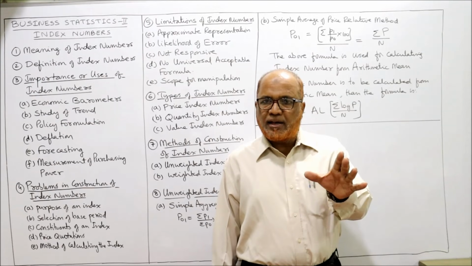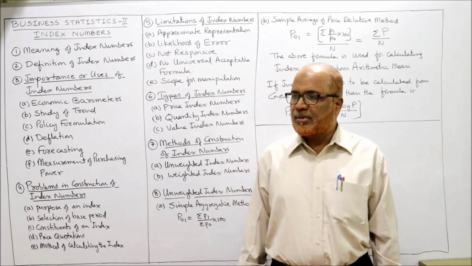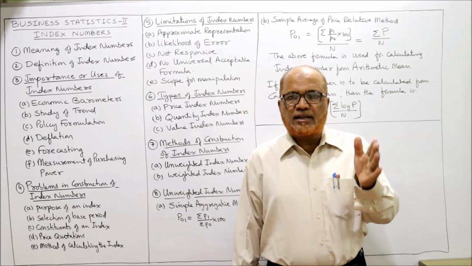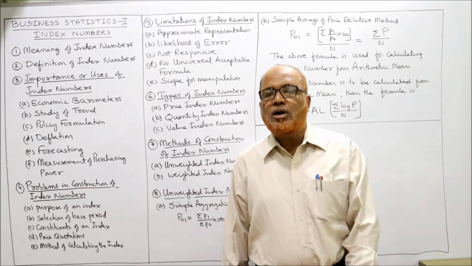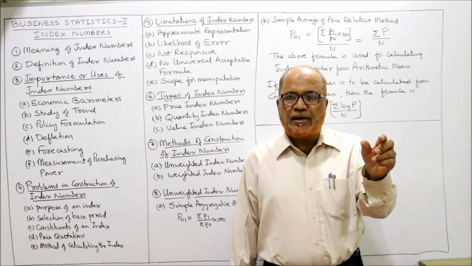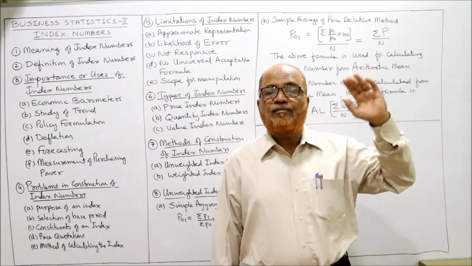So before calculating the index number, we should be clear in mind regarding the purpose for which we are calculating it. Secondly, selection of base period. Base period means the time period with which we are going to compare the phenomena. It should be correctly selected. It should not be very distant, far away.